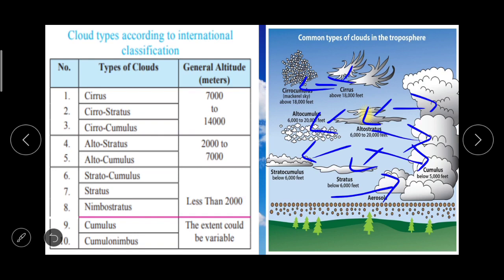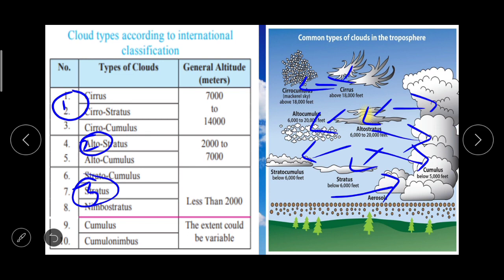Now here in the chart, cloud types according to international classification is given. Clouds are formed at different altitudes in the atmosphere, and after observation we can divide these clouds into three main types on the basis of their altitude. The height from the base of the cloud is taken into consideration. These three types you can see: 1, 2 and 3.